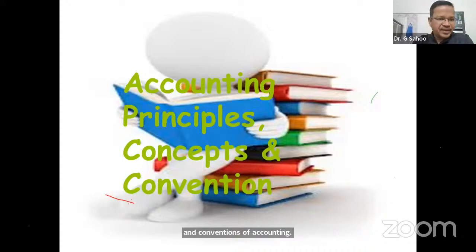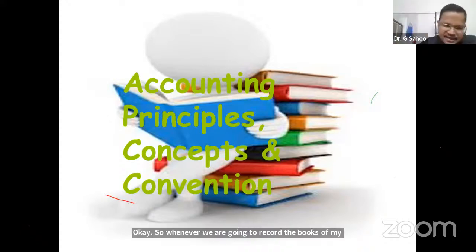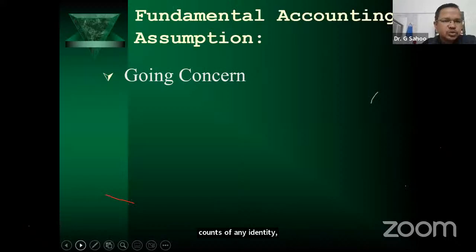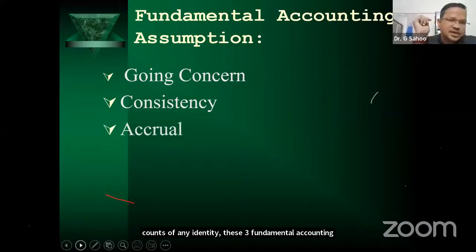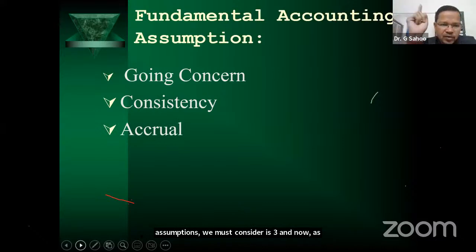Whenever we are going to record the books of accounts of any entity, these 3 fundamental accounting assumptions we must consider. First one, going concern. Going concern means the business must be considered as an ongoing entity. It will continue its operations year after year and so on.